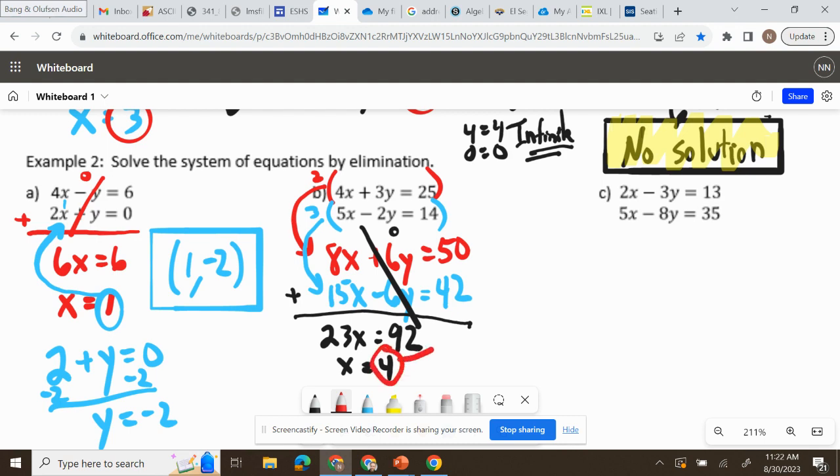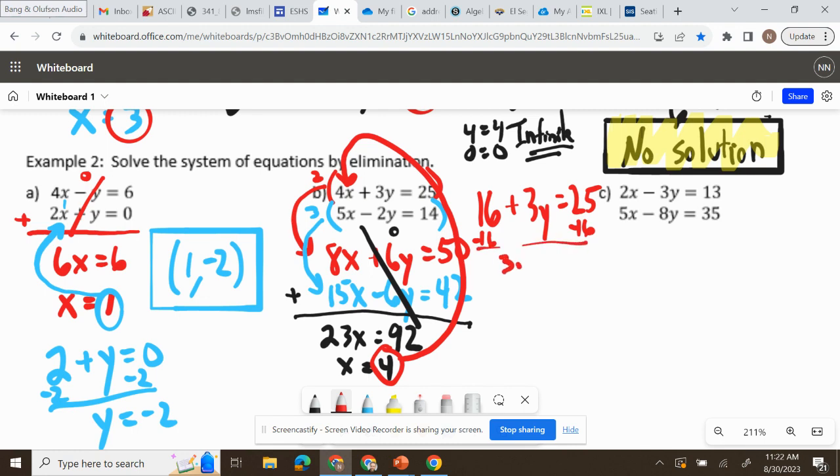I like the top equation this time. So 4 times 4 is 16, plus 3y equals 25. I subtract the 16, and I get 3y is equal to 9. And then when I divide by 3, I get y equals 3. So my ordered pair is 4 and 3.